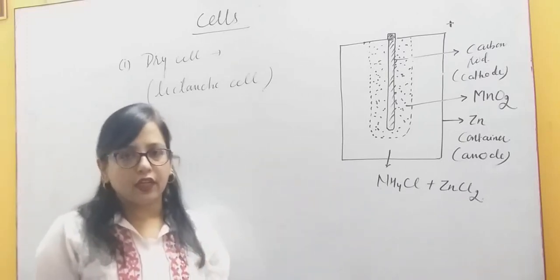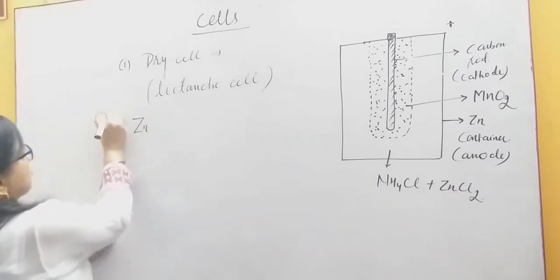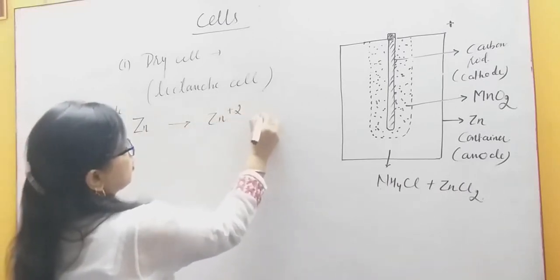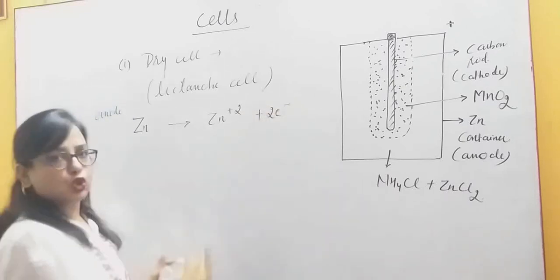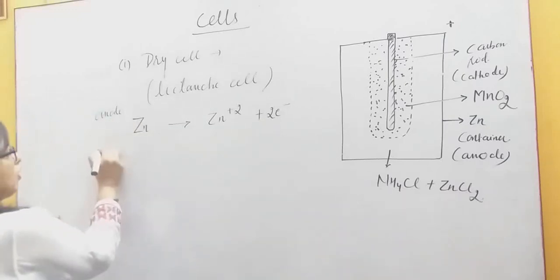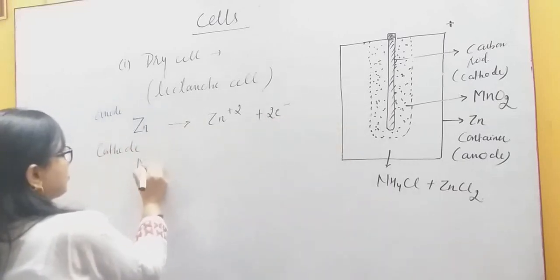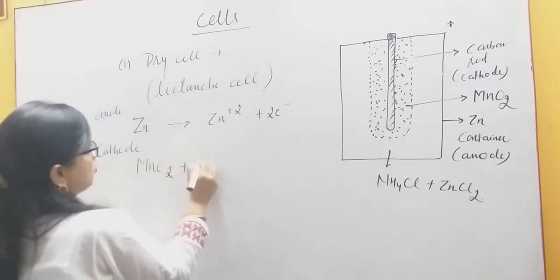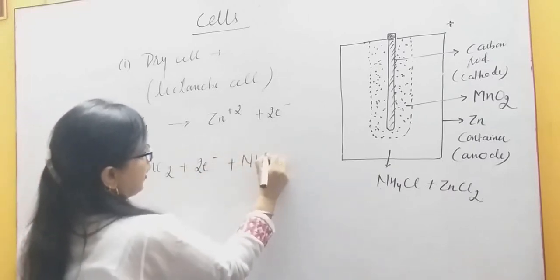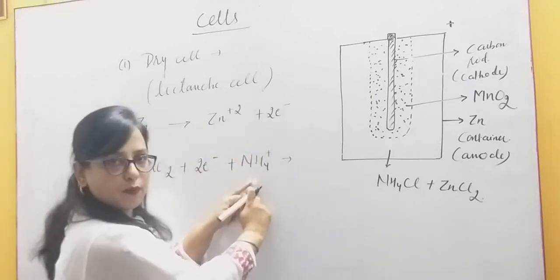So what is the chemical reaction? Zinc acts as anode, so I am writing the reaction of the anode. Zinc is converted into Zn2+ and 2 electrons. By removal of 2 electrons, these electrons now migrate towards the cathode, and you know the cathode is the carbon rod. That's why MnO2, manganese dioxide, reacts with these 2 electrons in the presence of ammonium ion.